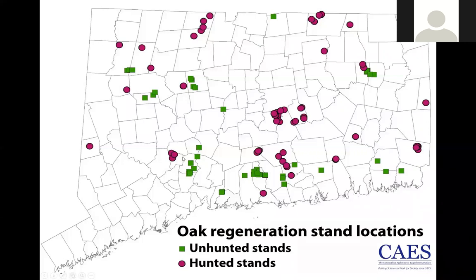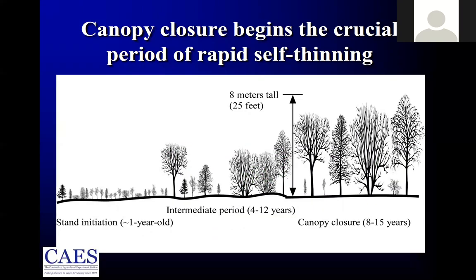The red circles were all the stands where hunting was allowed, and the green squares were all stands where hunting wasn't allowed. The unhunted stands were a combination of water company properties, some land trust, and some state forests and parks where the land was given to the state with the deed saying that they weren't allowed to hunt. And we wanted to look at stands between 2 and 12 years old.